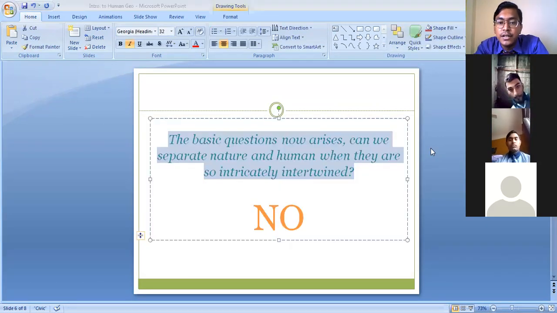The basic question here is, can we separate the nature and the human when they are so intricately intertwined? The answer is no. So what do you think? Can natural phenomena and human aspects be separated and studied separately? No, sir. Why? Because human beings are getting everything from nature only.